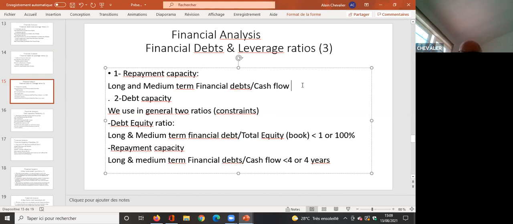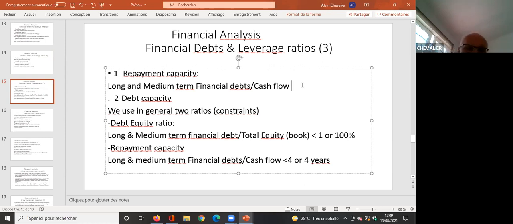And the second one is the repayment capacity. When you have that, how do you pay? You pay with the value you create. And what is the value you create in financial analysis? It is the cash flow.